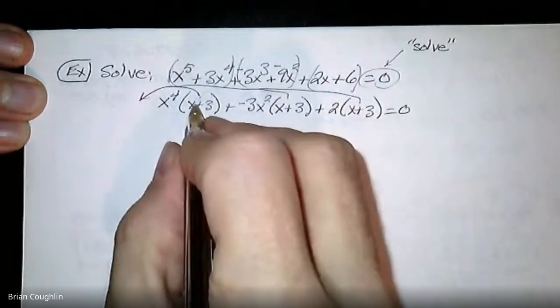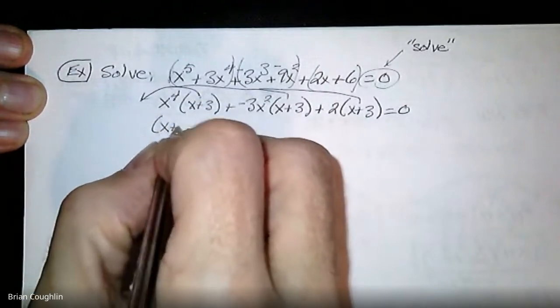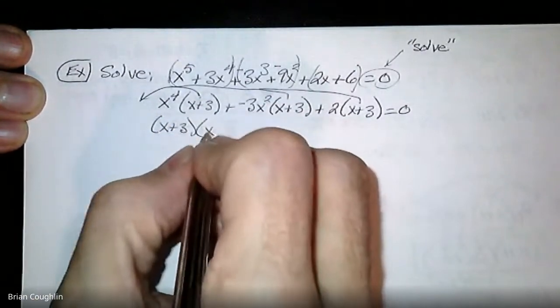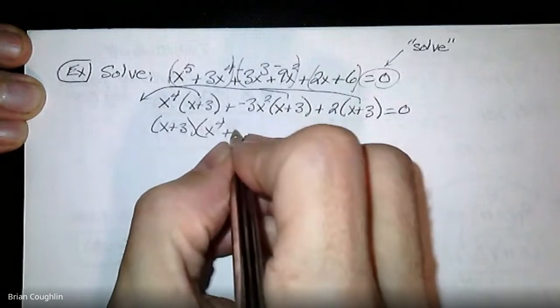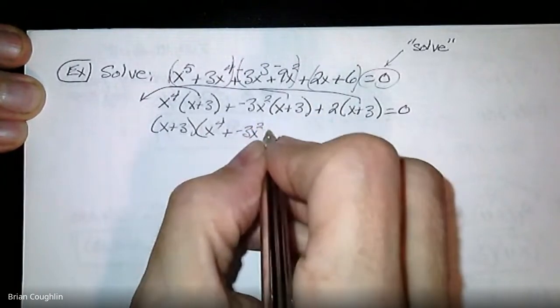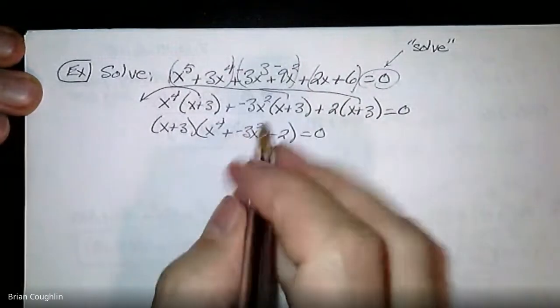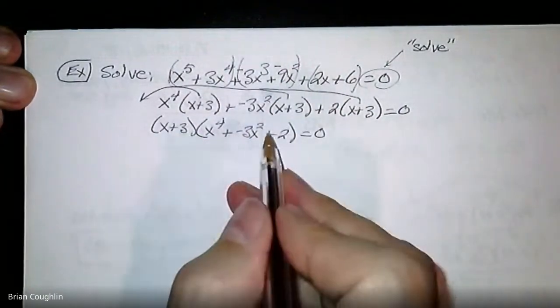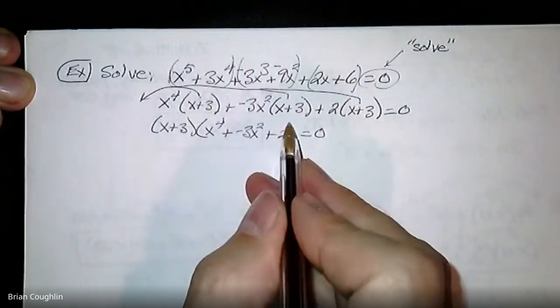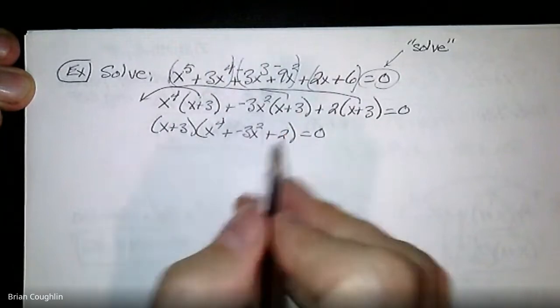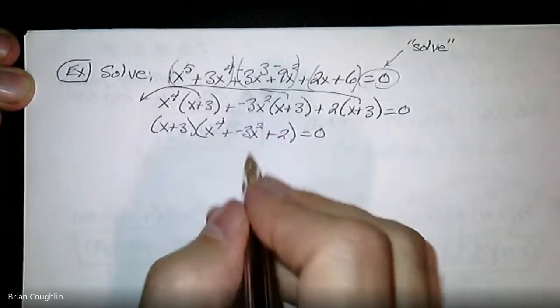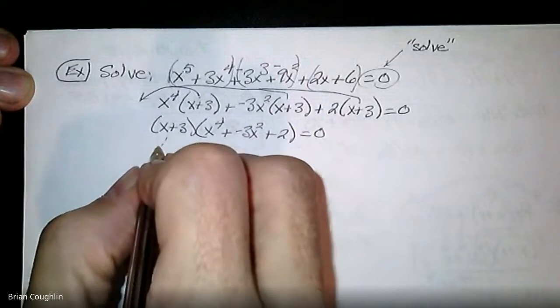But I'm going to pull out the GCF of x plus 3 in front. And left behind is x to the 4th plus -3x squared plus 2 equals 0. Now, a curious thing is we could do zero product property on this. Set this equal to 0, set this equal to 0. But this is awfully big still. I'm wondering if it factors again. The short answer is yes, it does.